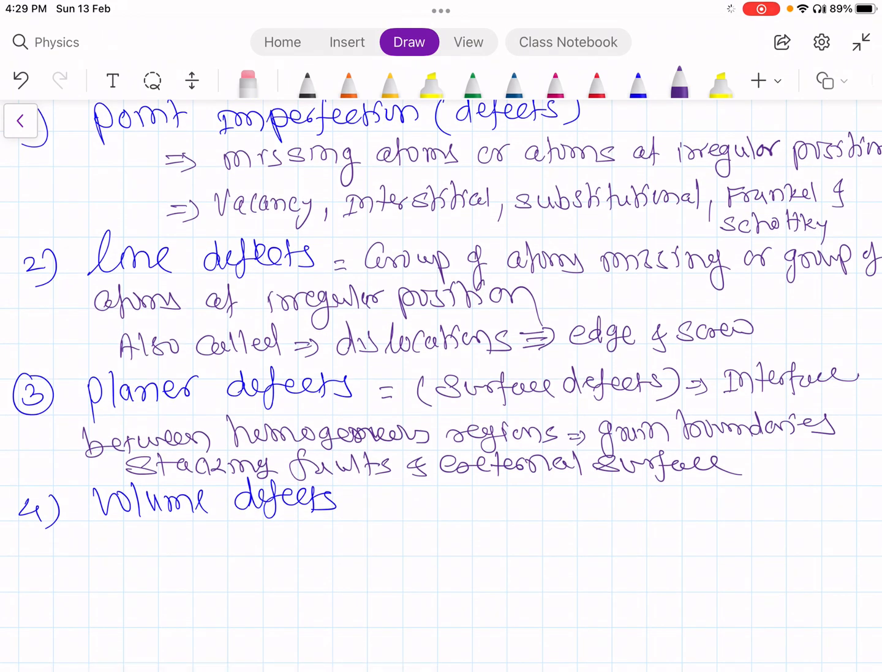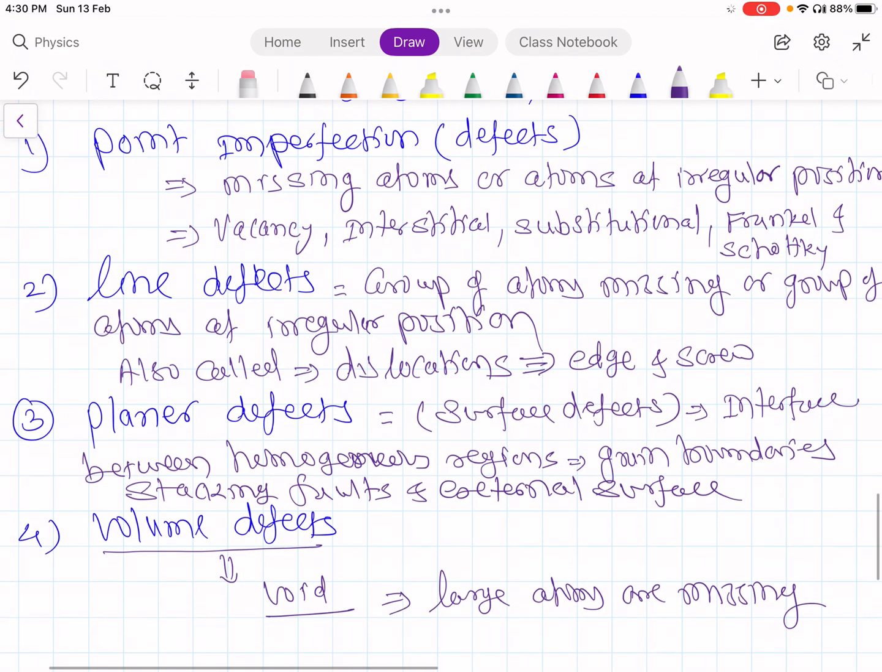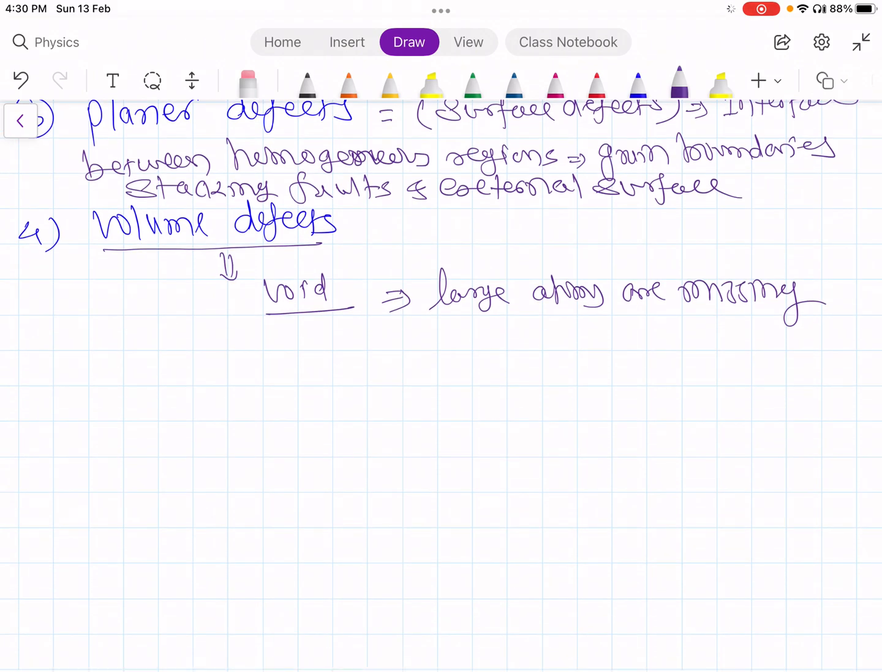Then the last one is volume defects. Volume defects are nothing but a big void in the material. In this case, large atoms are missing. Like, during crystallization, if an air bubble is trapped, then within the size of the air bubble there are no atoms. So that creates porosity. Materials become porous because of these volume defects. So these are the different types of defect, as I said: point, line, planar, and volume defects. Let's go one by one. So first, we will study point defects.